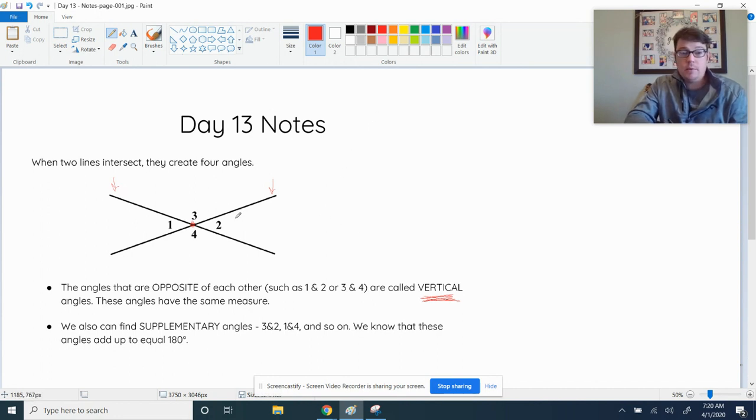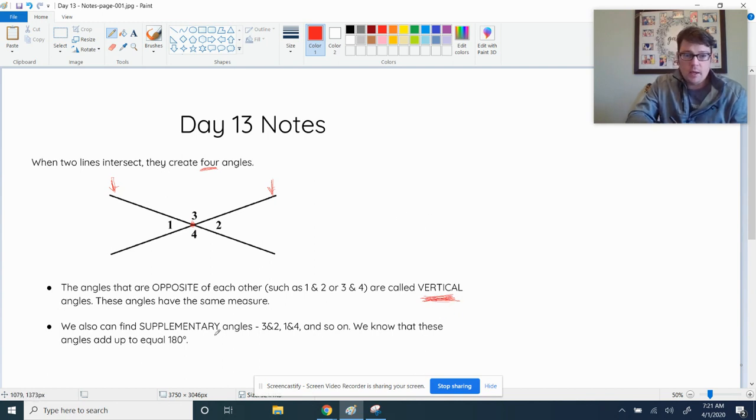We're going over things that we've talked about before, which are angle relationships, and I've got two lines. I got a line over here with a line that's over here. These two lines are intersecting, and it creates four different angles. The angles that are opposite of each other, angle 1 and angle 2, and angle 3 and 4, we call those vertical. That was one of our vocabulary words from yesterday.